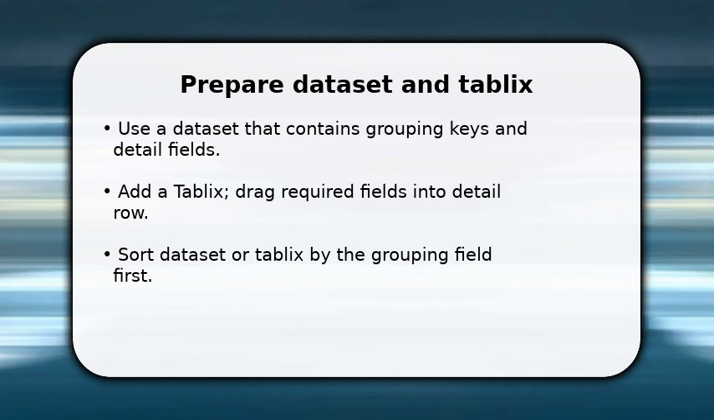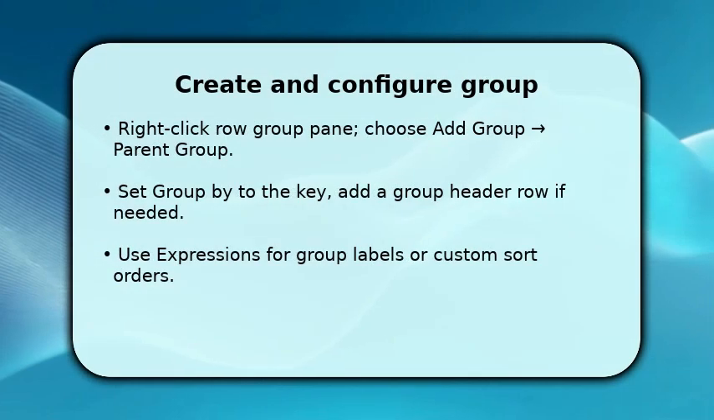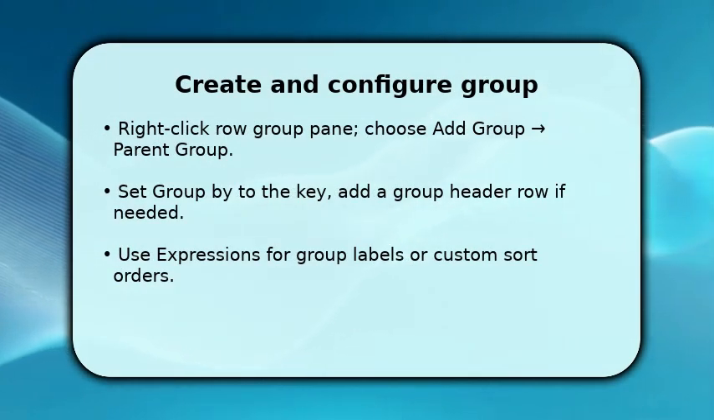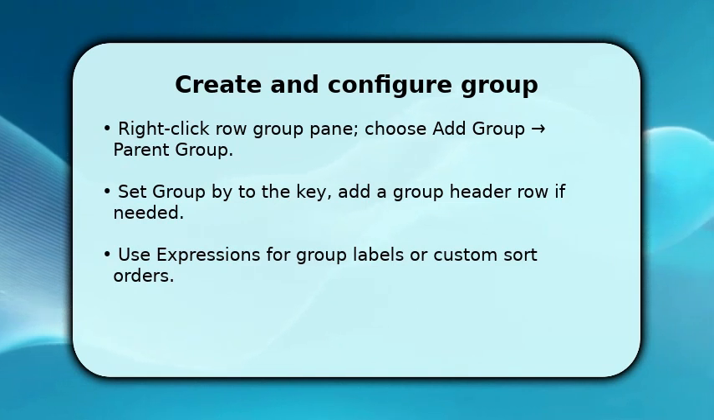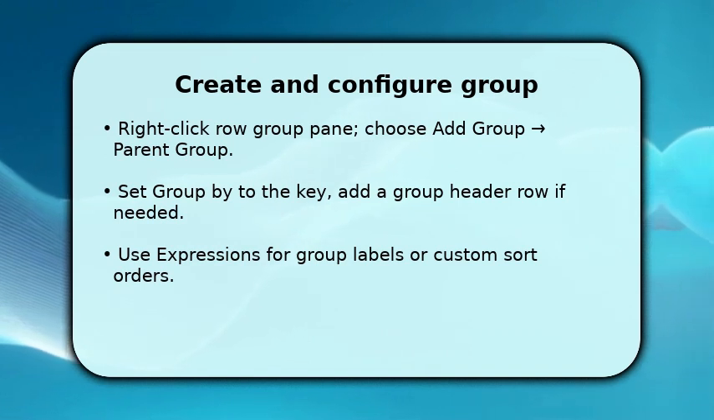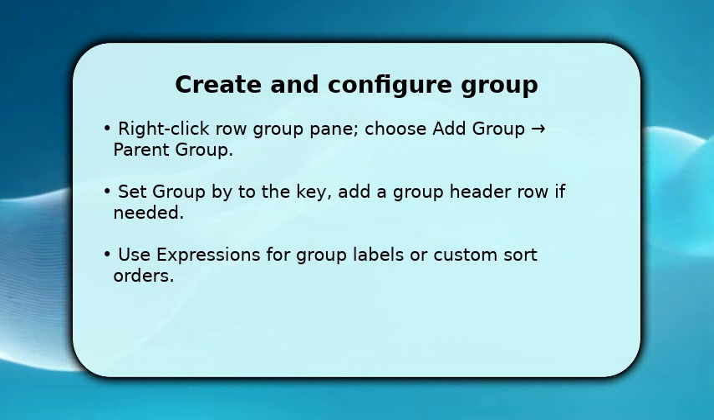Right-click in the Row Groups pane and choose Add Group, Parent Group, then select your grouping field. Add a group header and footer as needed so you can display the group label and aggregates. Once added, configure group properties like sorting, filters, and visibility.